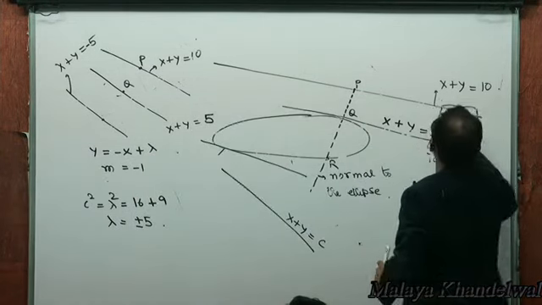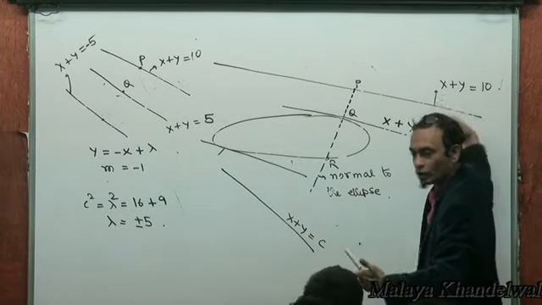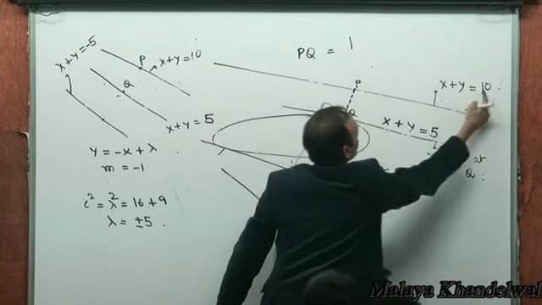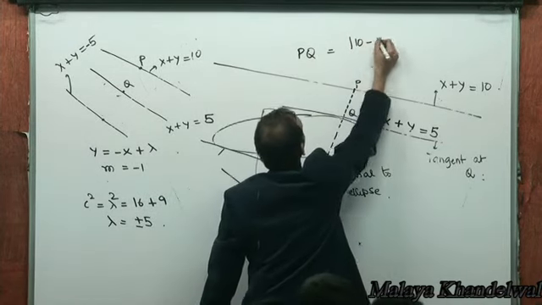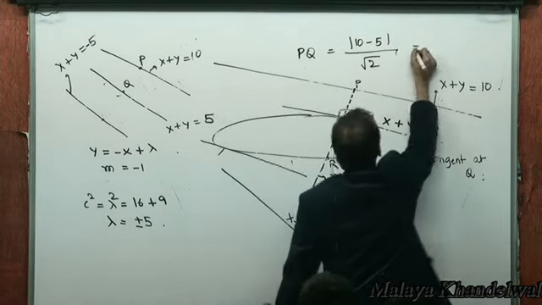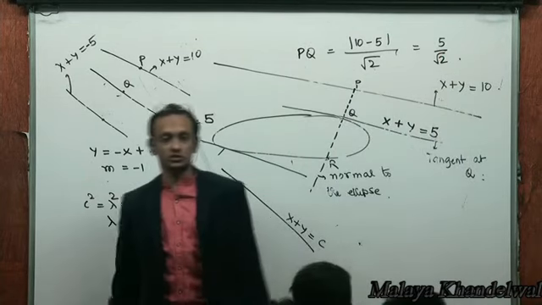Now PQ is what? Distance between these two parallel lines. The shortest distance is PQ, distance between these two parallel lines. PQ then, the distance between these two would be mod 10 minus 5, C2 minus C1 divided by root a square plus b squared. 5 by root 2 is the shortest distance.